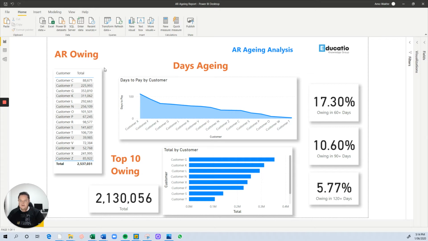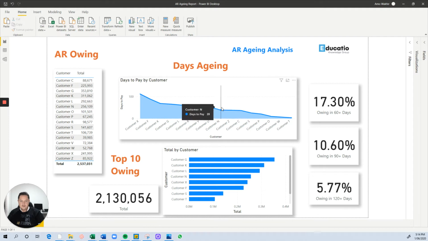So looking on our left here, we've got a composition of our AR, which is our total. So we've got all our customers down here, their total amount owing to the business, and then we've got the total there.